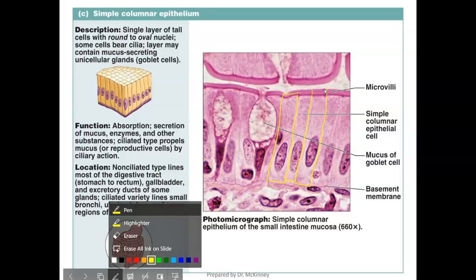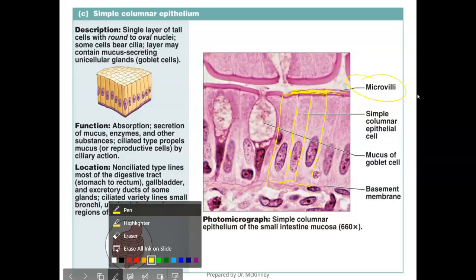Oftentimes the apical surface, so up here, this is the free surface that will not be attached to anything. Oftentimes the apical surface will have these structures, microvilli, and because this is a microvilli, I can look down here at the bottom, and it will tell you that that's part of the intestine. So microvilli are these little extensions that come off the apical surface of these columnar cells, and they help move things along the surface of the tissue.